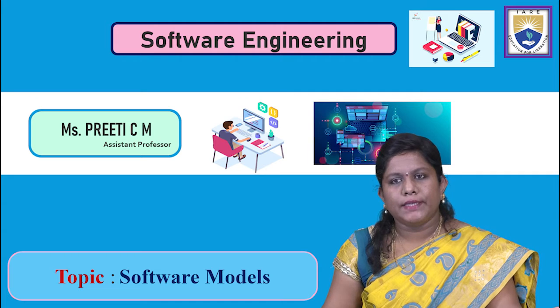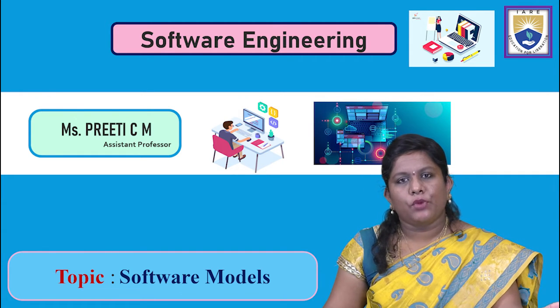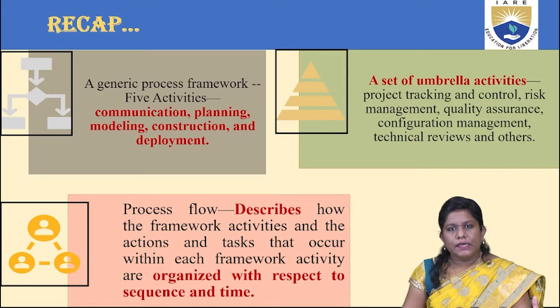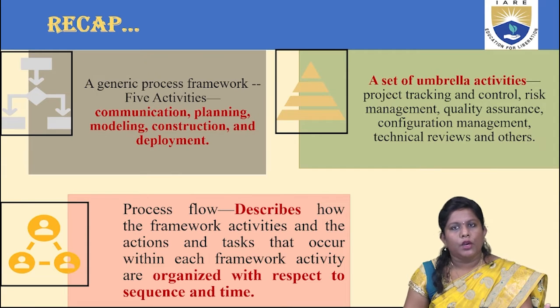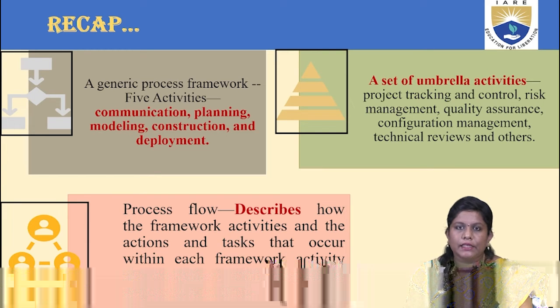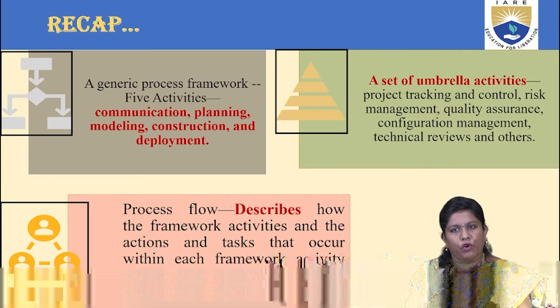So today our topic is software models. Let us have a small recap of my previous session. Some general process framework that included 5 activities, that is communication, planning, modeling, construction, and deployment. And the other section that has already been covered are the set of umbrella activities, right? That involved project tracking and control, risk management, quality assurance, configuration management, technical reviews, and the other features that were involved.